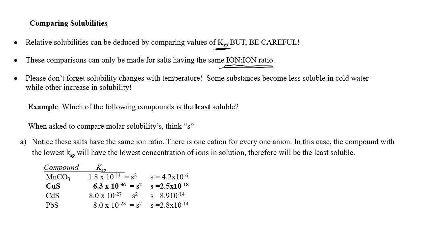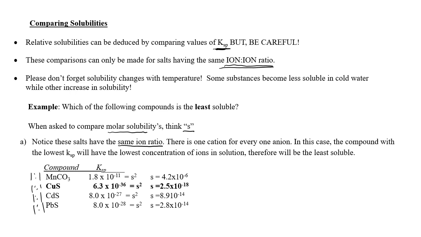For example, which of the following compounds is least soluble? So when you're asked to compare molar solubility, think S. Notice all of these salts have the same ion ratio. Look, manganese, there's one of them. Carbonate, there's one of them. That's a 1-to-1 cation to anion ratio. Copper and sulfide, one copper, one sulfide. It's a 1-to-1. Cadmium and sulfide, 1-to-1. Lead and sulfide, 1-to-1.